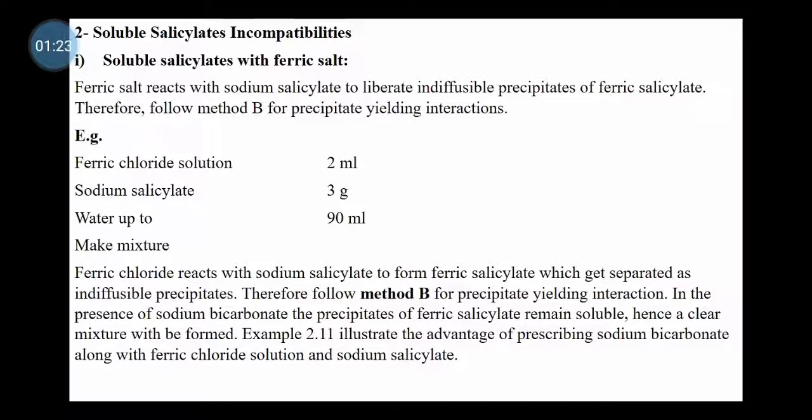So here, sodium salicylate combines with the ferric salt, that is the ferric chloride solution, and there is a formation of indiffusible precipitate. That indiffusible precipitate incompatibility is overcome by using method B. In that prescription, ferric salt, that is ferric chloride solution, is 2 ml, soluble salicylate, that is sodium salicylate, is given 3 gram, and water up to 90 ml, and make a mixture.